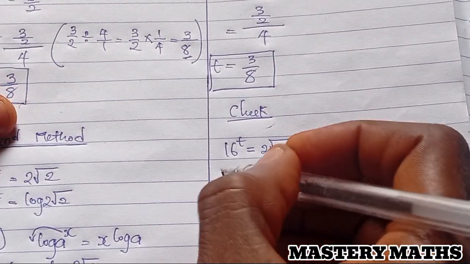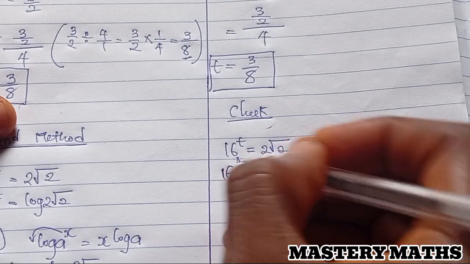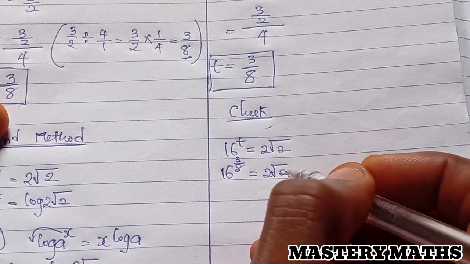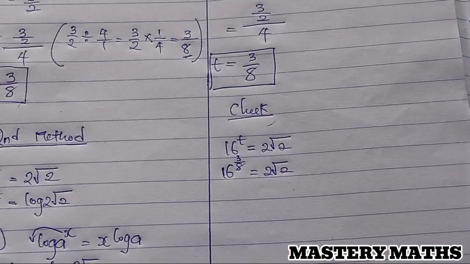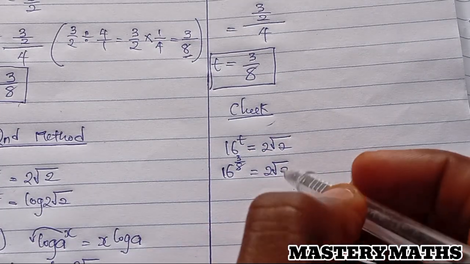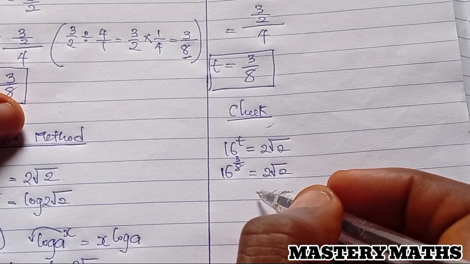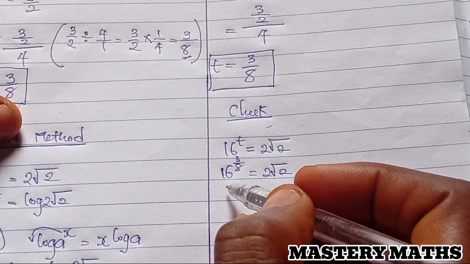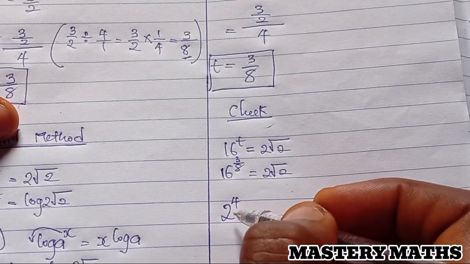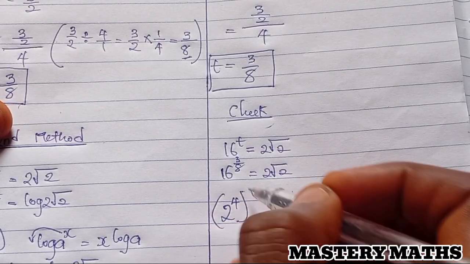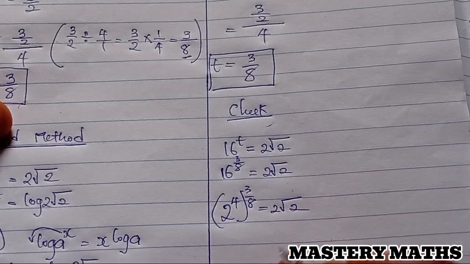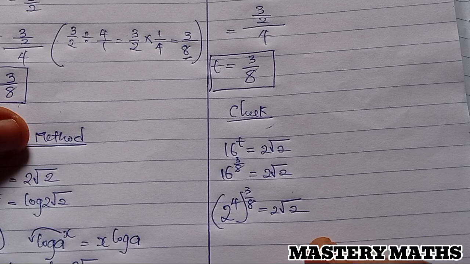Now we have our 16. Remember our t is 3 over 8, so 16 raised to the power of 3 over 8 equals 2 root 2. So what should we do? We need to find the power of this, which gives us 2 raised to the power of 4. 2 to the power of 4, raised to 3 over 8, equals 2 root 2. We are still checking to know if it gives us the same answer.